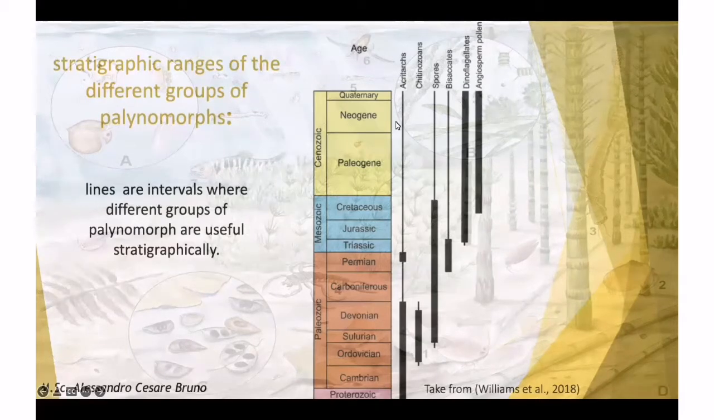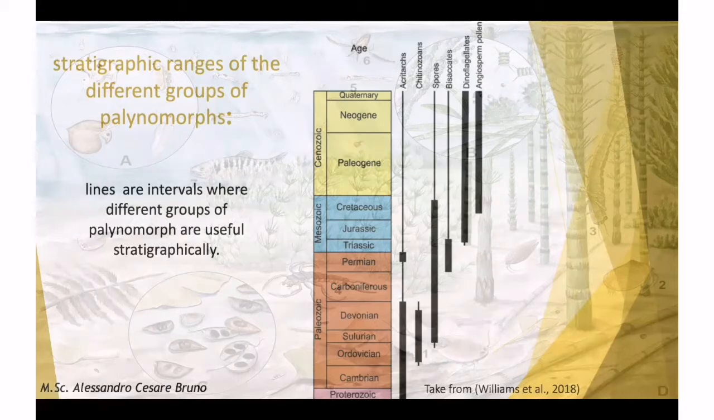And as we can see, for example, acritarchs and chitinozoans are fossils, so palynomorphs that lived only in the Paleozoic. So, for example, in the palynological investigation in the petroleum industry, you will expect to work with acritarchs and chitinozoans, for example, in Saudi Arabia or North Africa, where the principal reservoirs of oil are yielded in Paleozoic rocks.